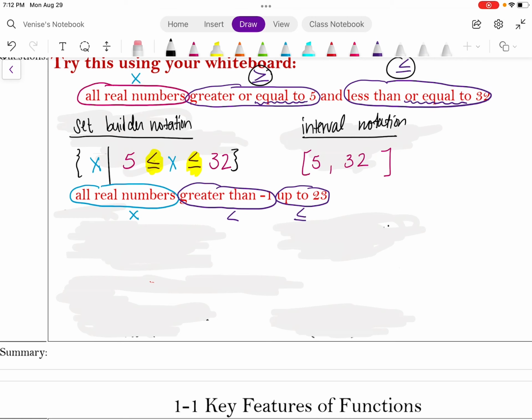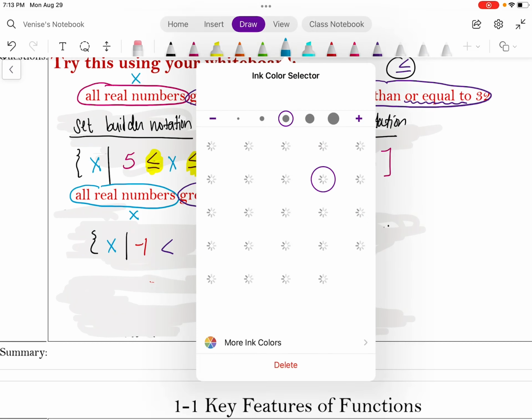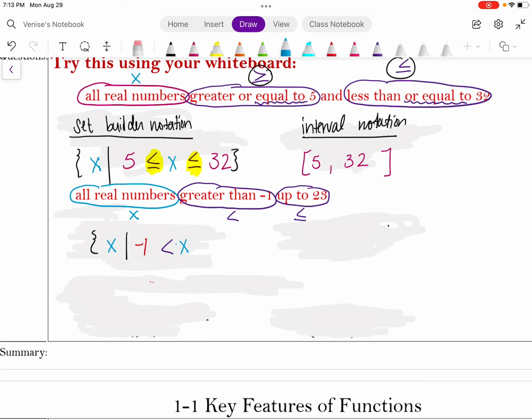So let's do the set builder notation first. Curly braces, we have our variable x, line, and it says greater than -1. So we start at -1. And it doesn't say greater than or equal to, just greater than. So it's just the inequality sign. In the middle is x. And it says up to 23, so less than or equal to. And then our last number is 23. And we are done.